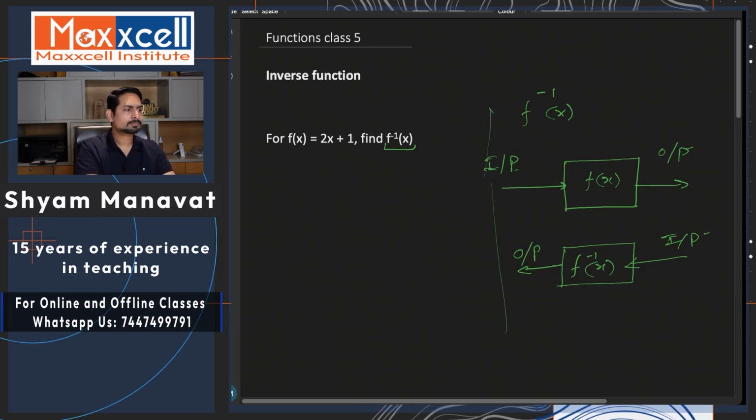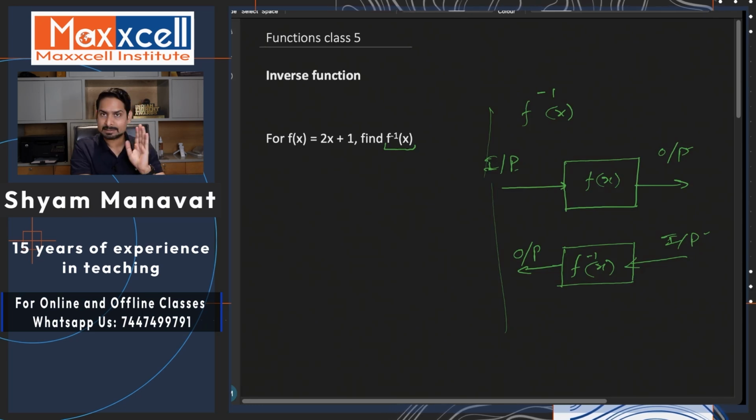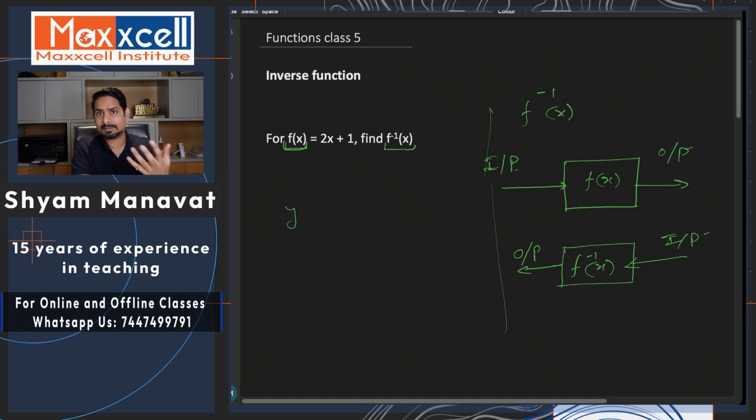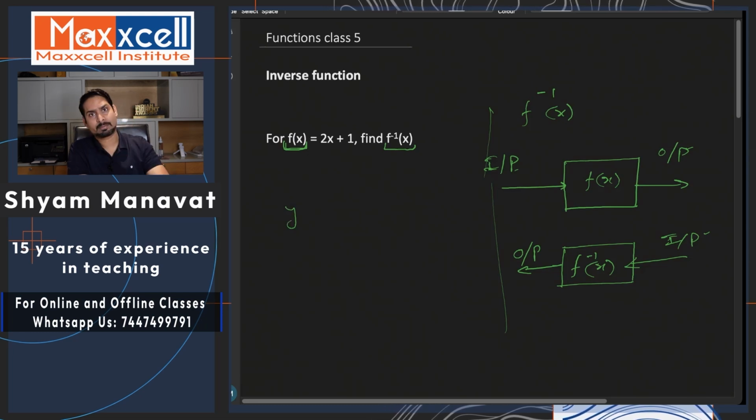A general pattern is very easy. I'm sure if I explain this one question, you will be able to do the rest. So if you see f of x as 2x plus 1, what do you do? First of all, you take this f of x as another variable, let's say y. Usually we take y because y is the dependent variable. f of x is also the dependent variable, so f of x and y are one and the same thing.